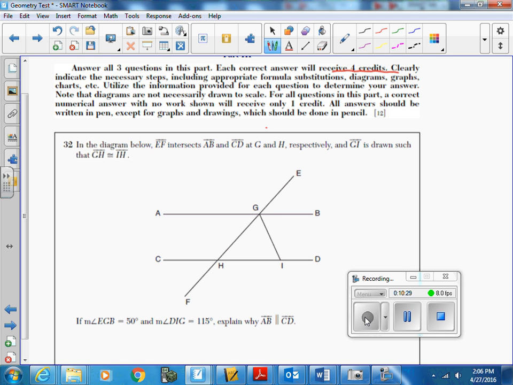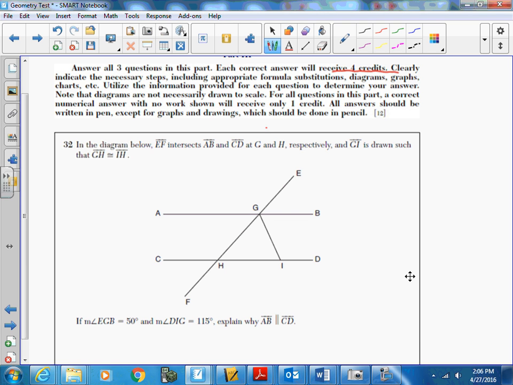It says in the diagram below, EF intersects AB. So EF, remember, talking about this line right here, so that's EF. Intersects AB and CD. So AB is obviously going to be this one here, CD is this one, at G. So they intersect at G, respectively, and GI is drawn, so GI, that's this one, is drawn such that GH is congruent to IH. So that might be important. So we know that GH is congruent to IH. So those two sides are congruent. That's not something they mark for you. That's something that you need to just know.